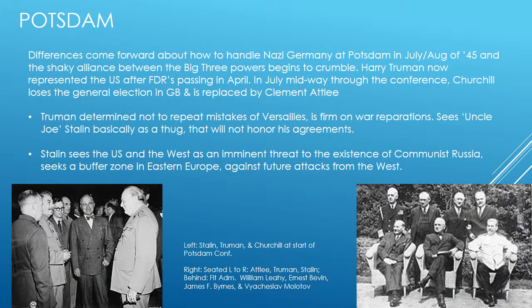In Potsdam, a few months after that, in the summer of 45, things have cooled considerably. Truman, who has replaced Roosevelt, who has passed, arrives determined not to repeat the mistakes of Versailles. He will be firm on war reparations, and he sees Uncle Joe Stalin basically as a thug, a criminal really, who rules with an iron fist and doesn't honor his agreements. Stalin sees the U.S. and the West as an imminent threat to the existence of communist Russia and is seeking a buffer in Eastern Europe against future attacks from the West. They are also looking for massive war reparations from Germany to rebuild Russia.